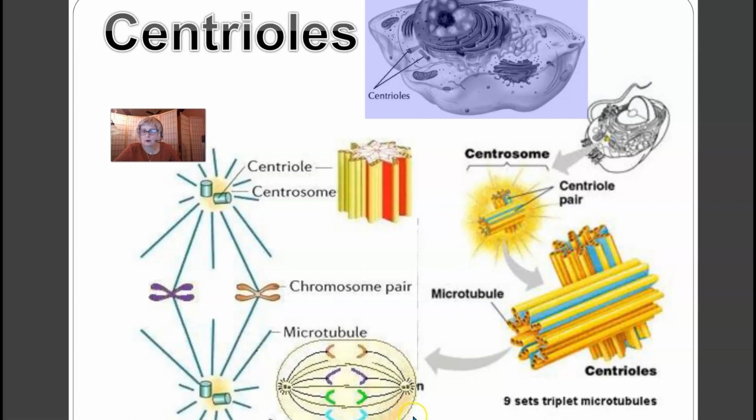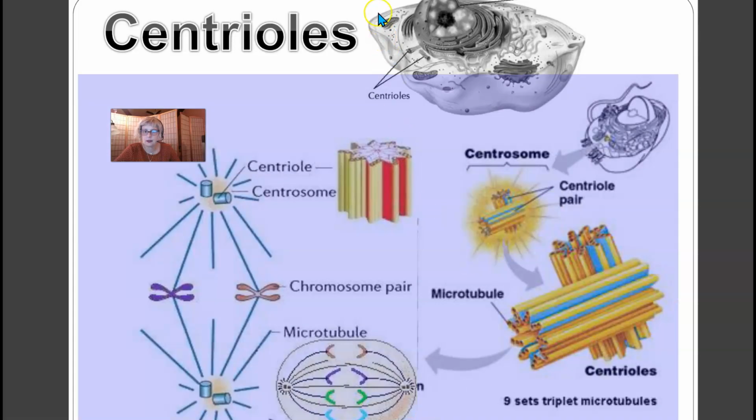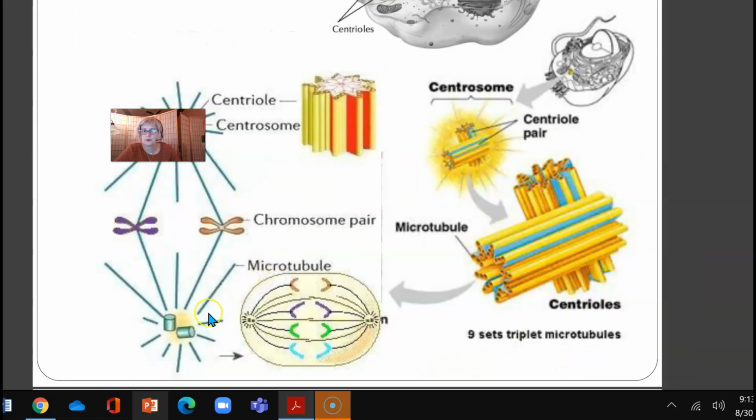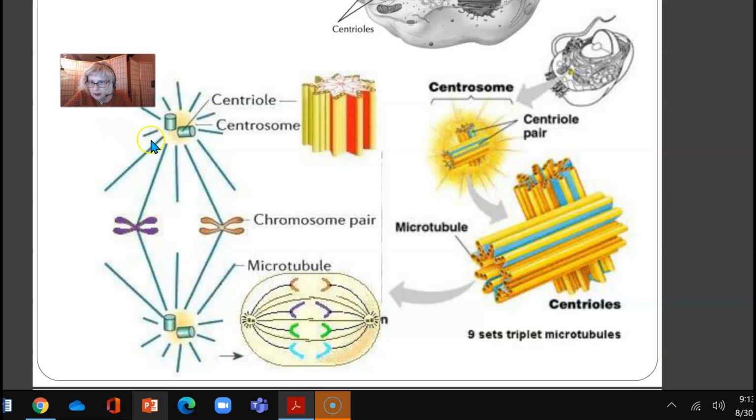Okay, so let me move this portion down again. So here's what I'm talking about. I'm going to move this here. The spindle pulls the chromosomes apart, and we will be going over this. When the chromosomes separate apart, that phase is called anaphase, and eventually we'll have two equal daughter cells. Okay, so that's that. So let's keep going.